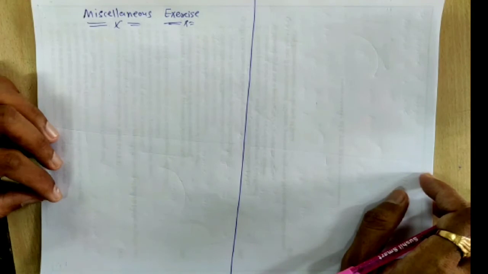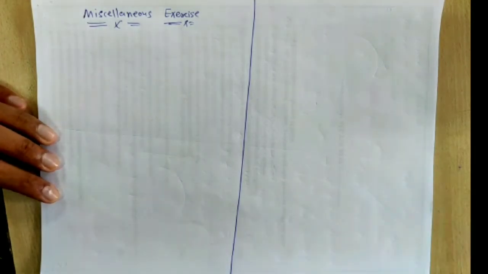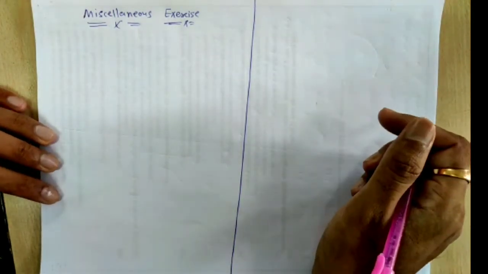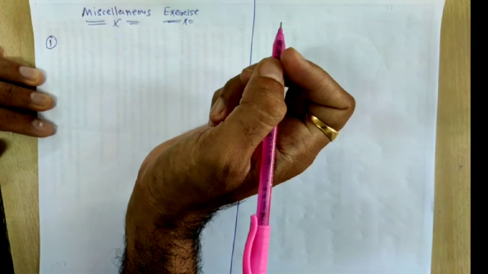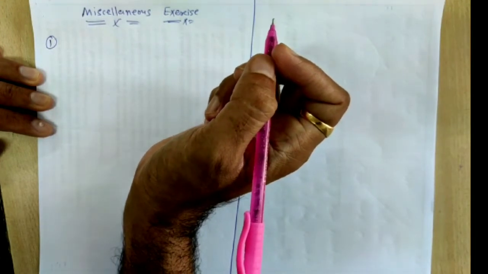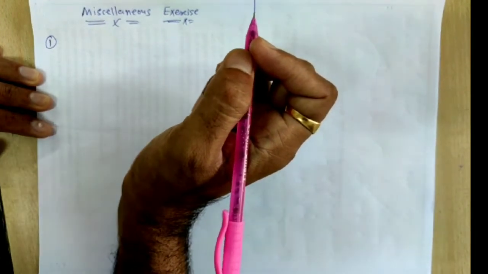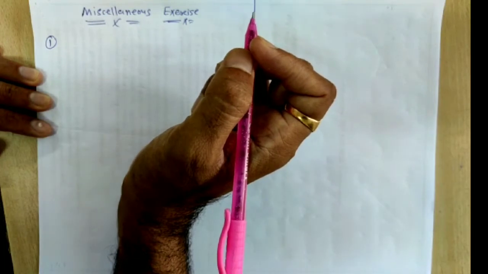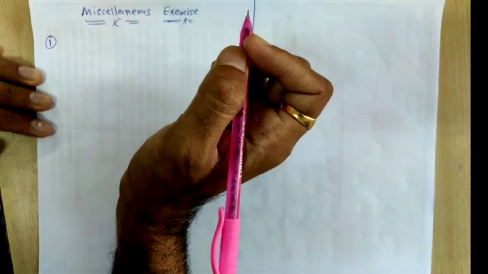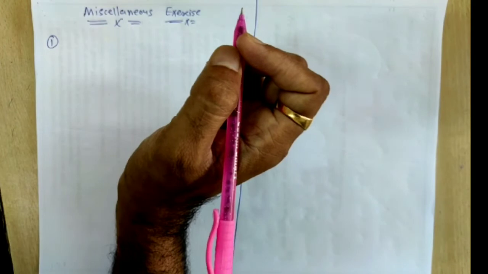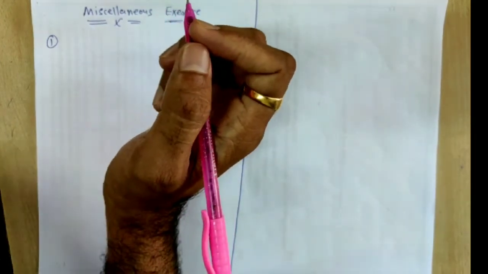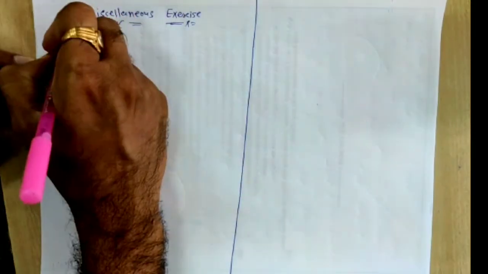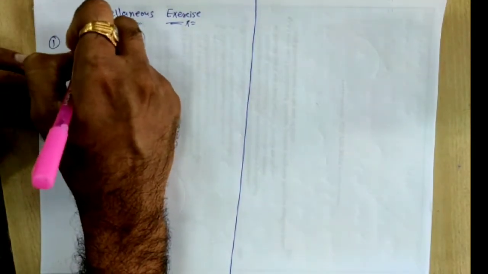So today we'll start miscellaneous exercise in which question number 1 is given. Decide among the following sets which sets are subsets of one another. So total 4 sets are given. So you have to find which sets are subsets of one another. So first set is given, set A.